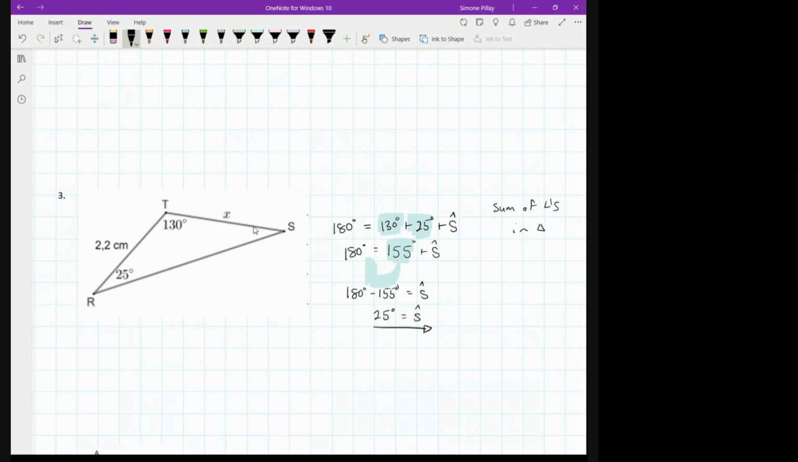So now I know that this is 25. Now can you tell me what x is? X equals 22.2 centimeters. And the reasoning is sides opposite equal angles. Beautifully done, Layla. Sides opposite equal angles. 100%. Thank you very much for answering. You're welcome.